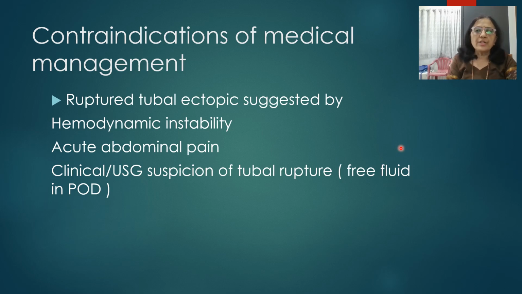There are certain contraindications for the use of medical management, or for the use of methotrexate. First is ruptured tubal ectopic pregnancy, which is suggested by hemodynamic instability, acute abdominal pain, or clinical or ultrasonography suspicion of tubal rupture, such as presence of a significant amount of free fluid in the pouch of Douglas.